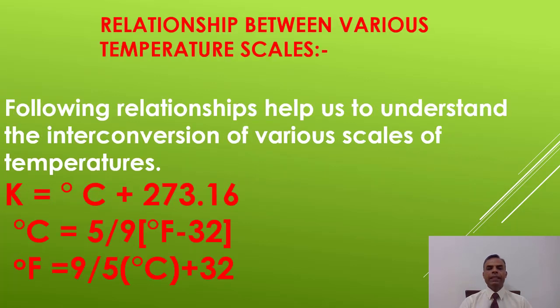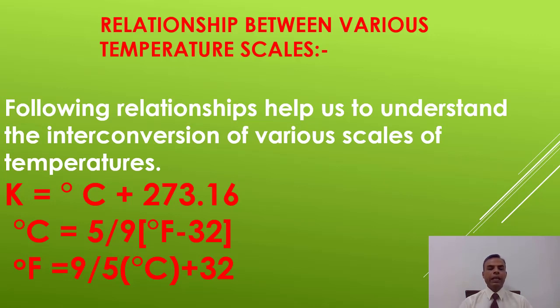Relationship between various temperature scales. The following relationships help us to understand the interconversion of various scales of temperature. These are the formulas which are used to convert one temperature scale into another. If we convert Celsius into Kelvin, then we have to add 273.16.